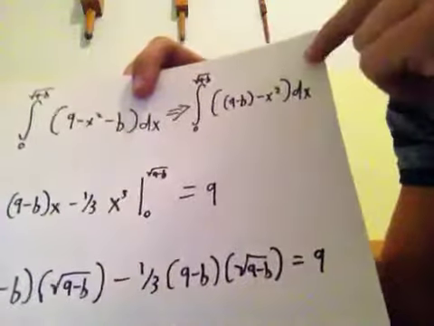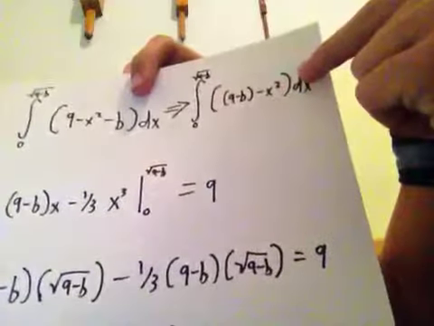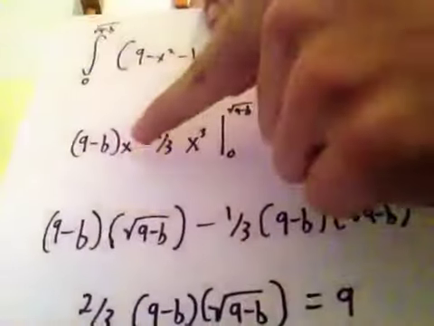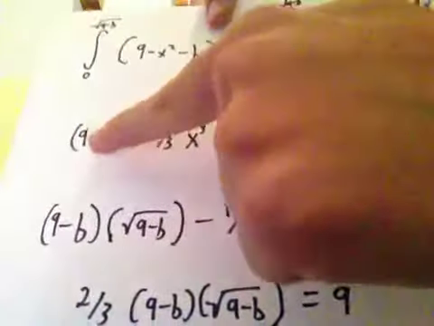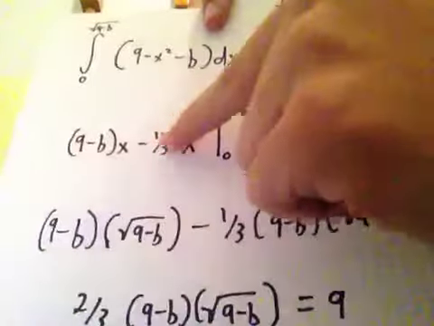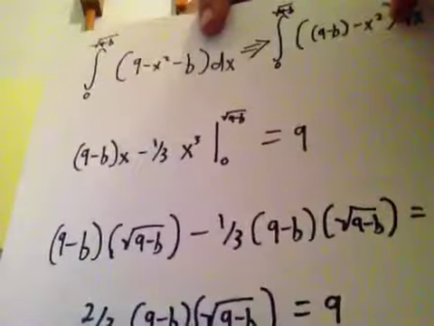And it's about to help because whenever you integrate this, it goes to this. You just add an x to this part. The 9 minus b just gains an x, minus 1/3 x cubed, and that's just from this x squared up here.